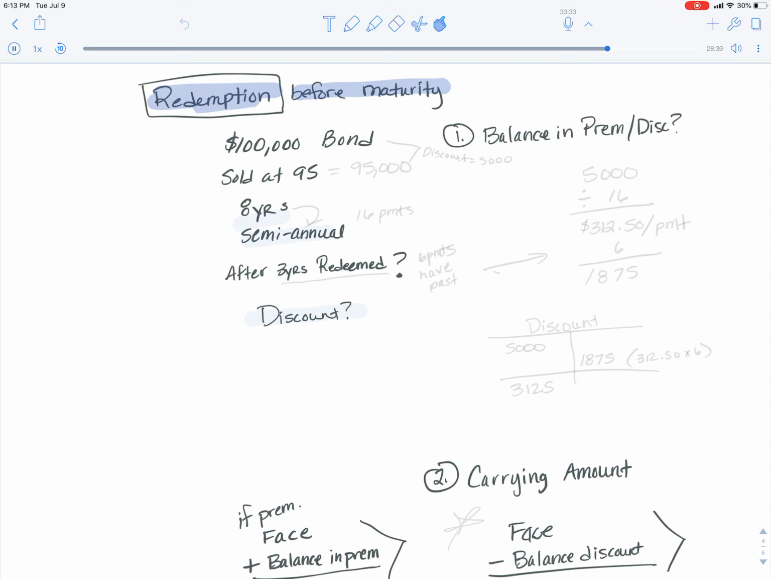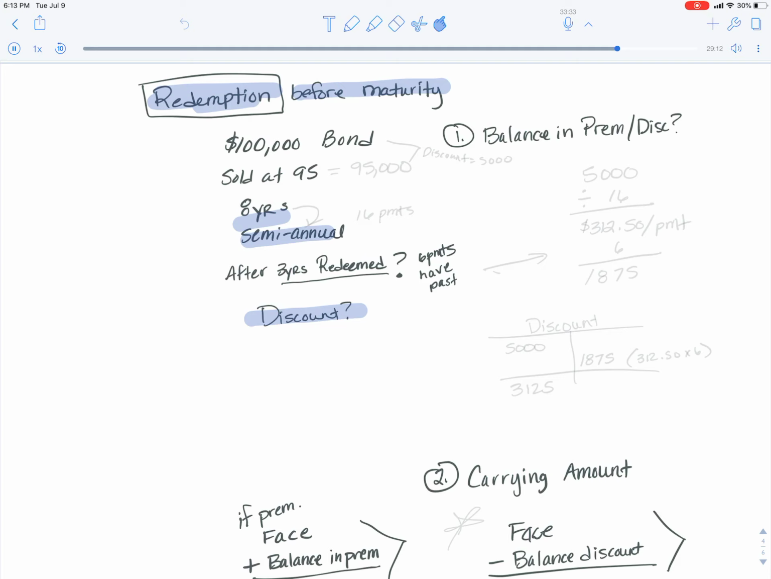Here's a scenario. We have a $100,000 bond face amount. It was sold at $95. It's an 8-year bond, semi-annual payments. And because this is sold at less than face value, this is a discount situation, okay? So what happens if we redeem it after 3 years of having this bond? So essentially 6 payments have passed.